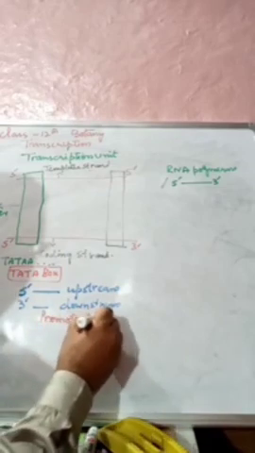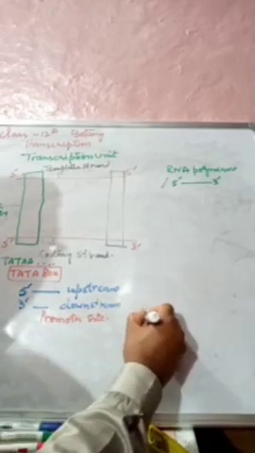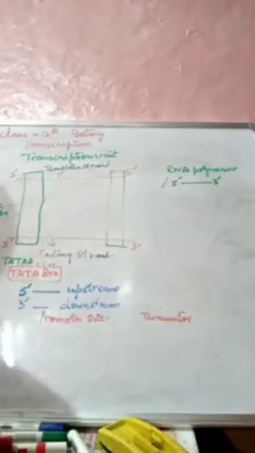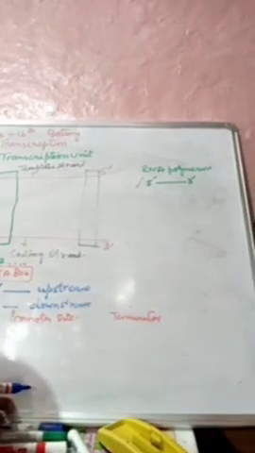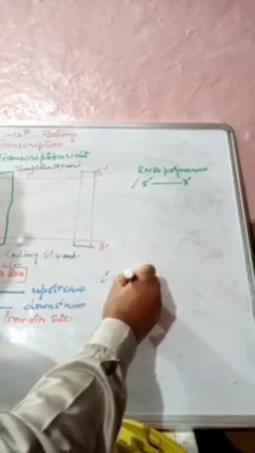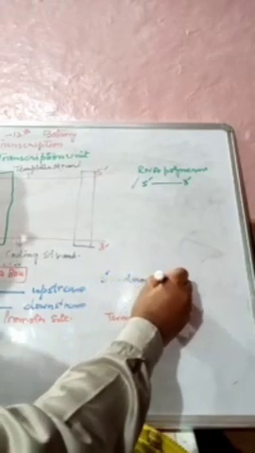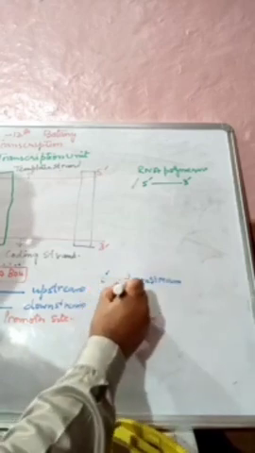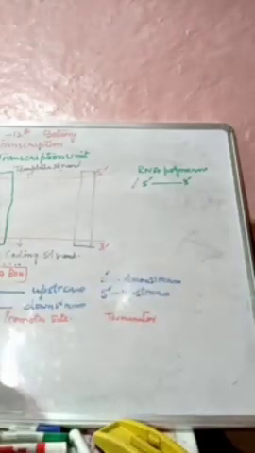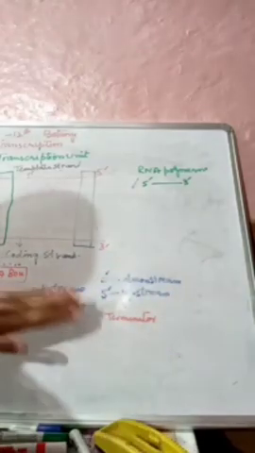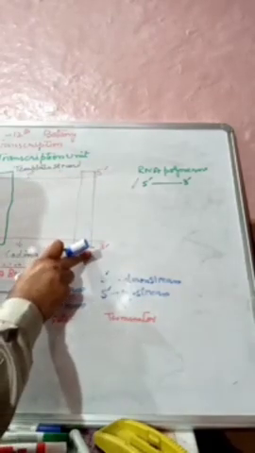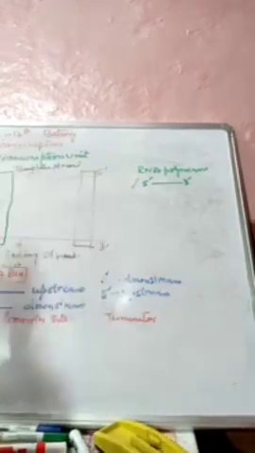Now in case of the terminator, what we will see is that our terminator, towards the 3' end, is called downstream, and towards the 5' end it is called upstream. Remember? So this is the downstream and this is the upstream.